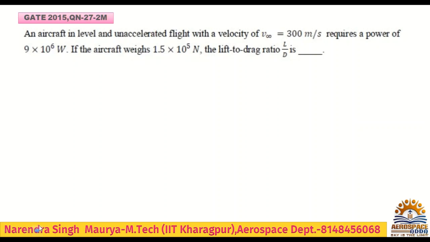So this is problem number 27, again GATE 2015, 2 marks. It is given: an aircraft in level and unaccelerated flight, with unaccelerated flight meaning steady flight, with a velocity V infinity of 300 meters per second, requires a power of 9 into 10 power 6 watt. If the aircraft weight is 1.5 into 10 to the power 5 Newton, the lift to drag ratio is asked.